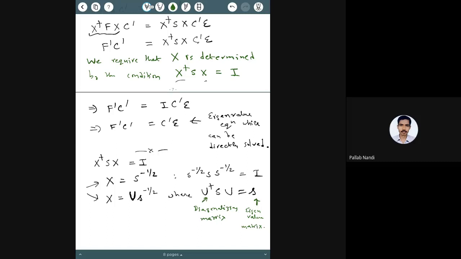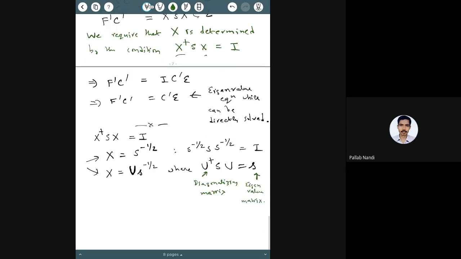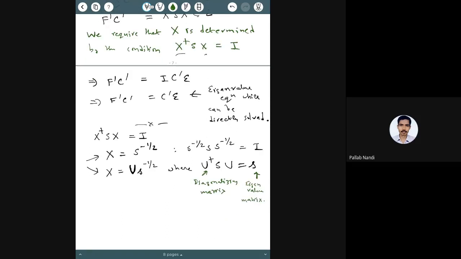But now we are again faced with choices. So X dagger SX equal to I does not uniquely tell me what X is. I can make many choices, like the two most common choices. What I was talking about right now, S to the power minus half, is one. That will also satisfy X dagger SX equal to I.